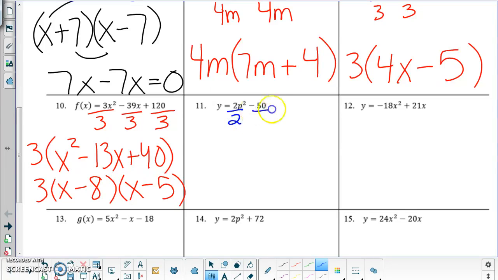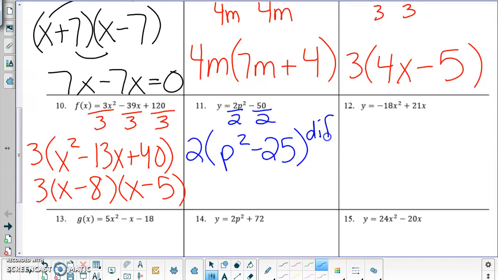Okay, so number 11, the GCF is 2. That's always your first step. If there's a number I can divide 2 and 50 by, I do that first. The 2 comes outside of the parentheses. I'm left with p squared minus 25. Now normally you'd be done, but inside is another difference of squares. So this one has one more step.